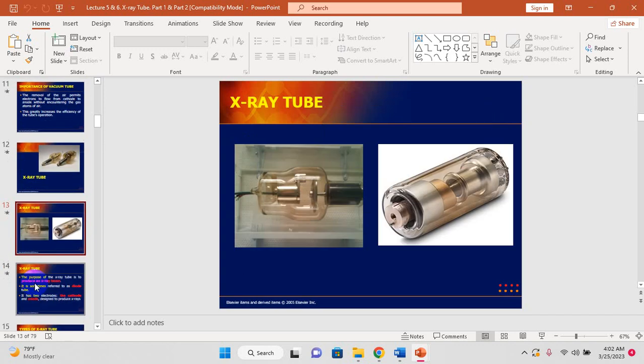So what is an X-ray tube? This is an example of an X-ray tube. This part here is the cathode, and this part is the anode. This is a stationary X-ray tube, and this is the rotating X-ray tube. Later we will learn the difference between the rotating and the stationary tube.